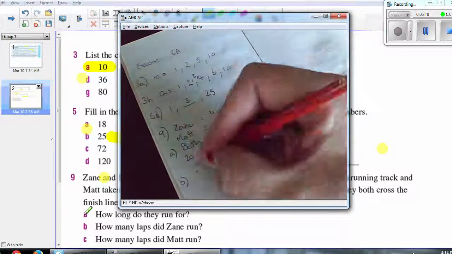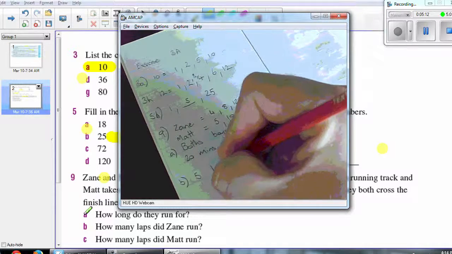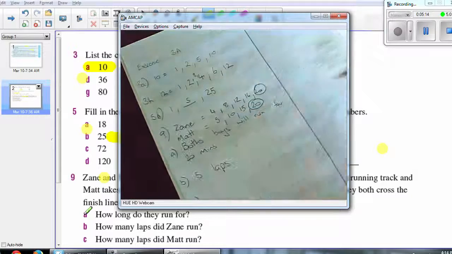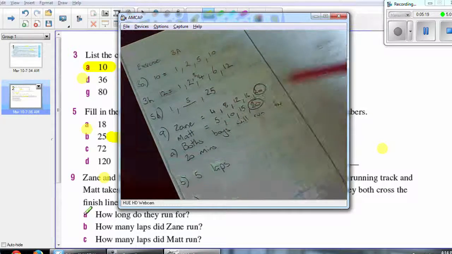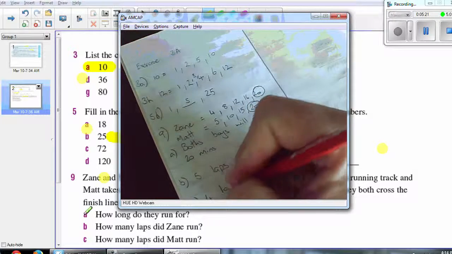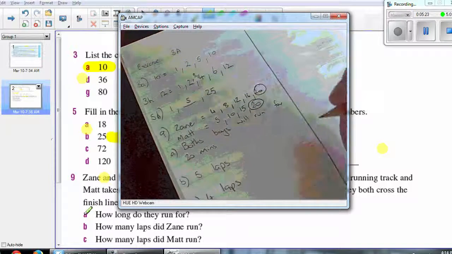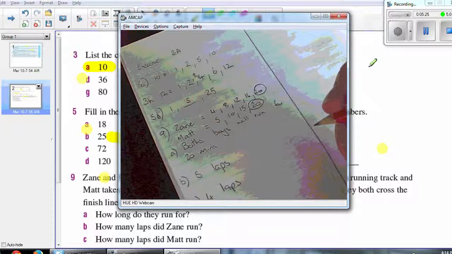So for 9A, how long do they run for? Both boys will run for 20 minutes.